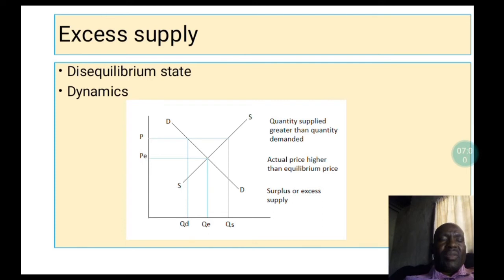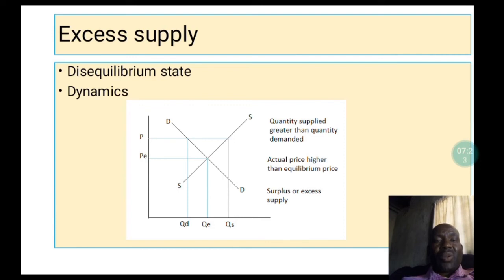And every time you have a surplus, the implication is that the prices will start going down because there's just too much on the market, and the sellers will be competing for the few customers that are on the market. Because everybody wants to sell, the prices will start going down, moving towards the equilibrium point.